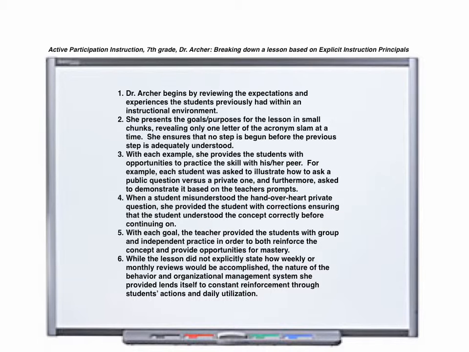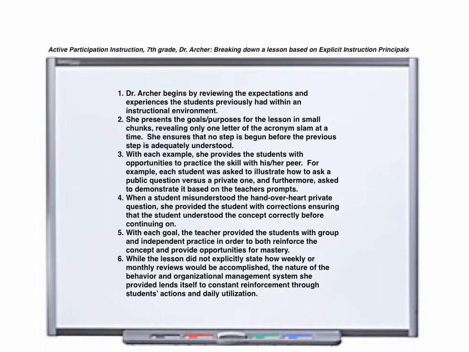Active participation, the 7th grade, Dr. Archer, breaking down a lesson based on explicit instruction principles. Part of this module is watching 2 or more videos by Dr. Archer, in which she attempts to illuminate what explicit instruction is through modeling. The one I would like to talk about today is the active participation instruction, the 7th grade, in which basically she's attempting to show the 7th grade students what expectations she has for them behaviorally and instructionally for the rest of the year.